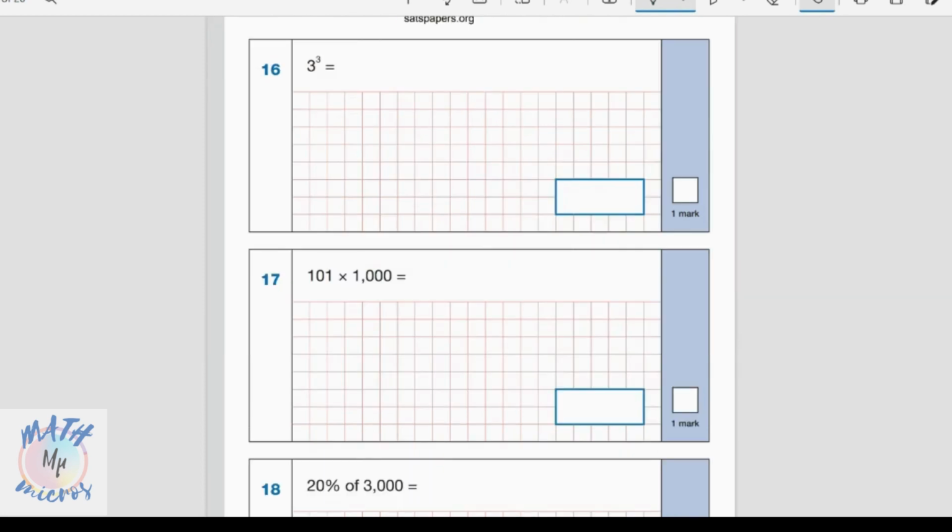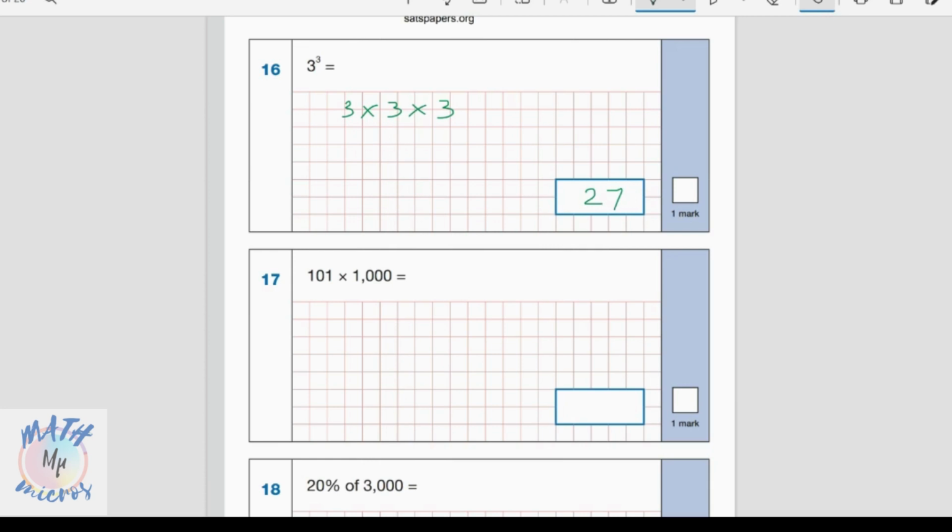16th question, 3 cube. So it is 3 times 3 times 3. So 3 times 3 is 9. 9 times 3 is 27. So 3 cube is 27.